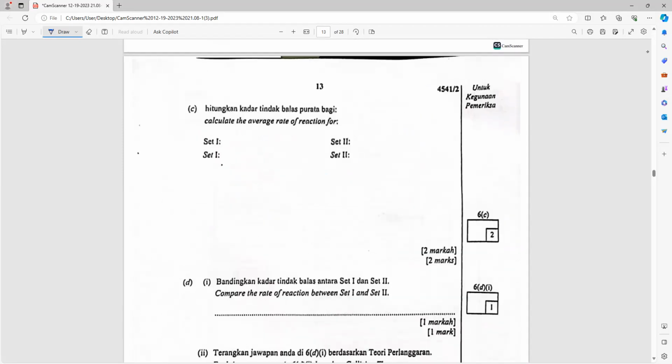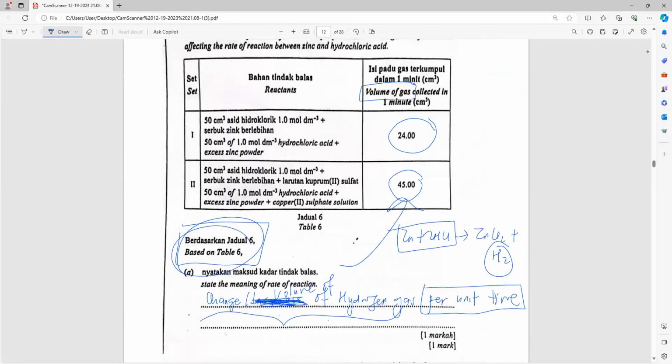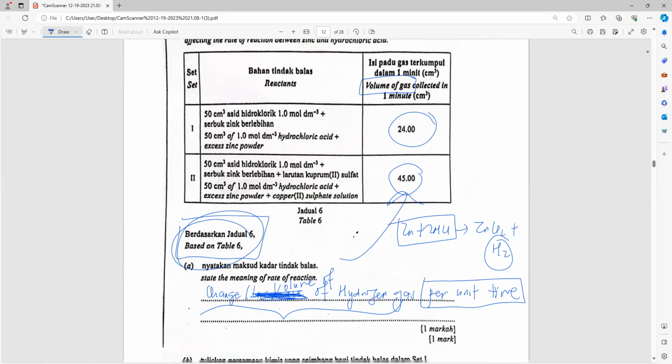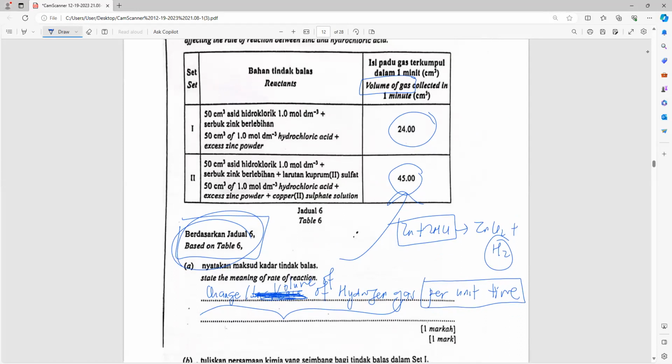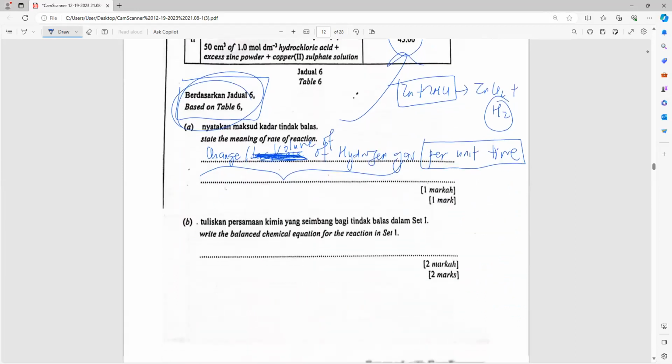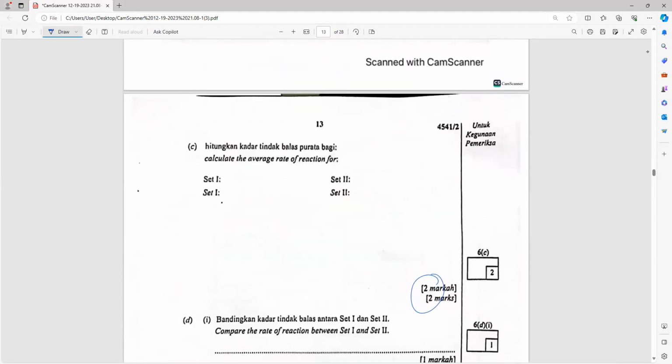So you take the volume of the 50 over 24, teacher. Where's your 50? How do you get 50 over 24? Cannot. You see how many marks we have here? 2 marks only, right? So the answer is pretty straightforward.